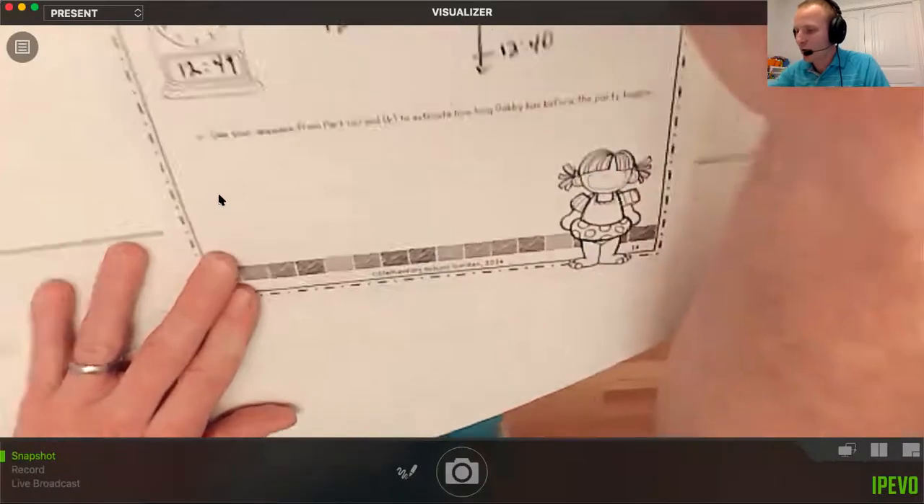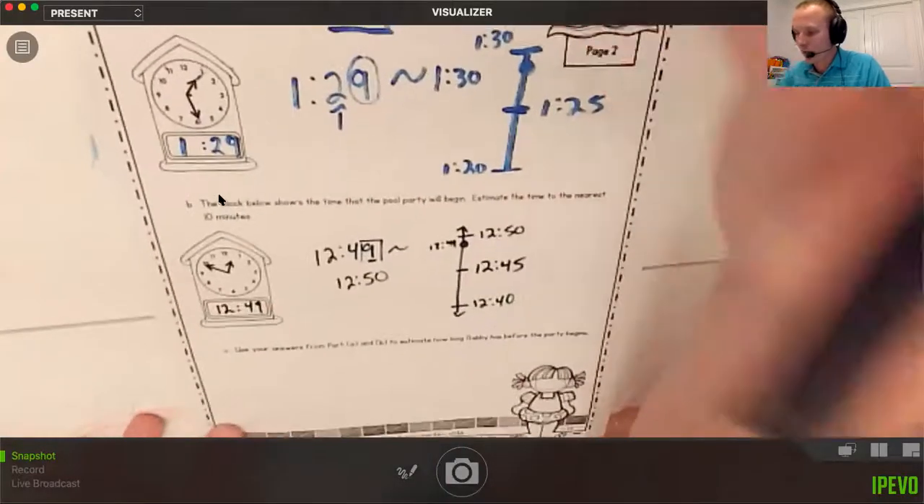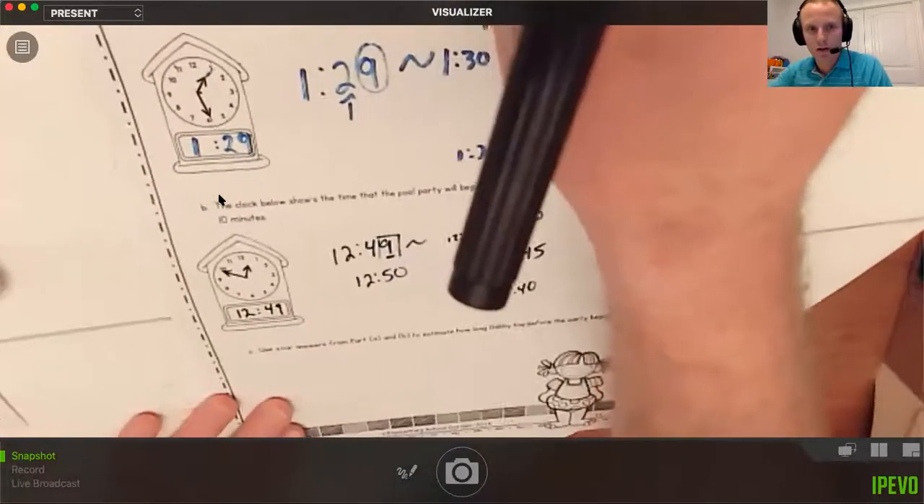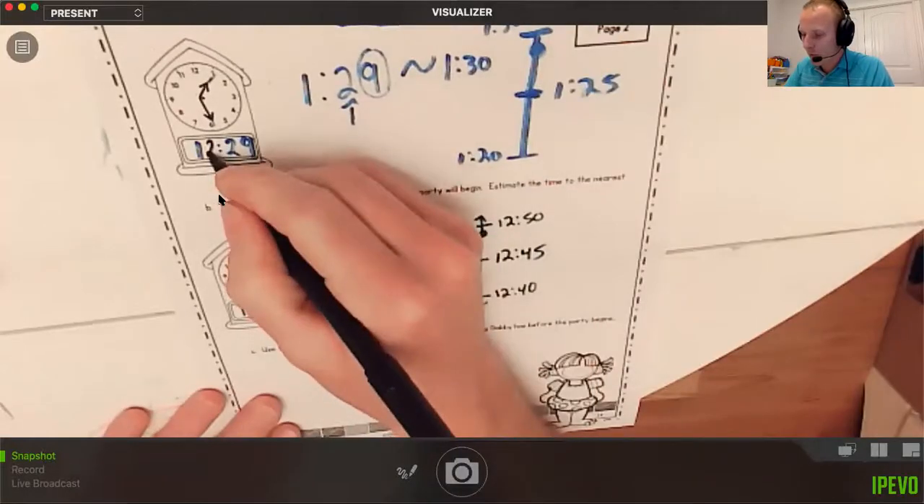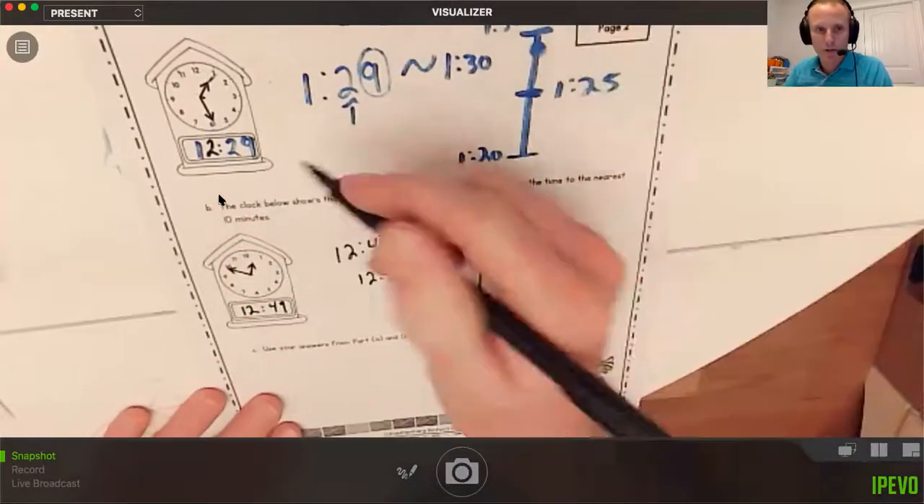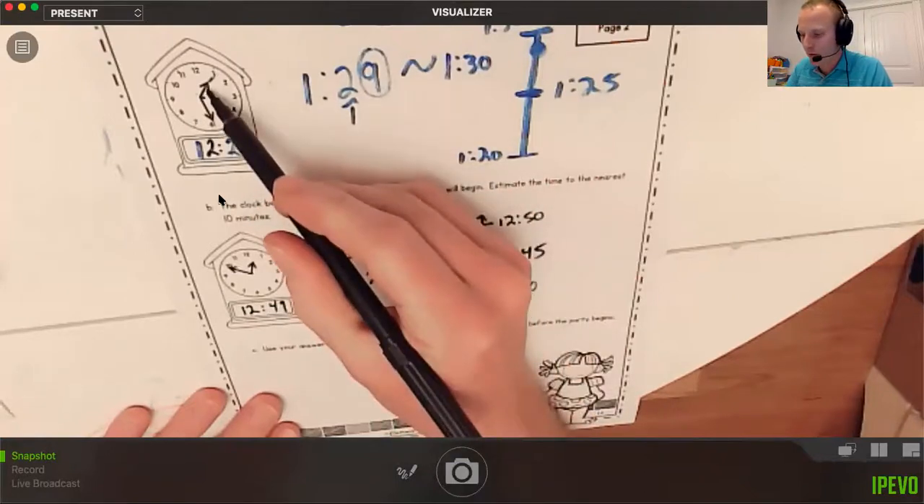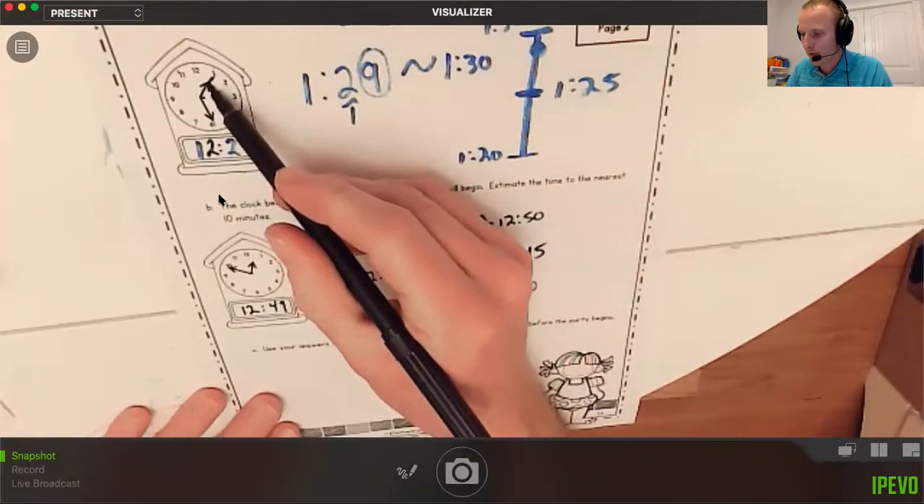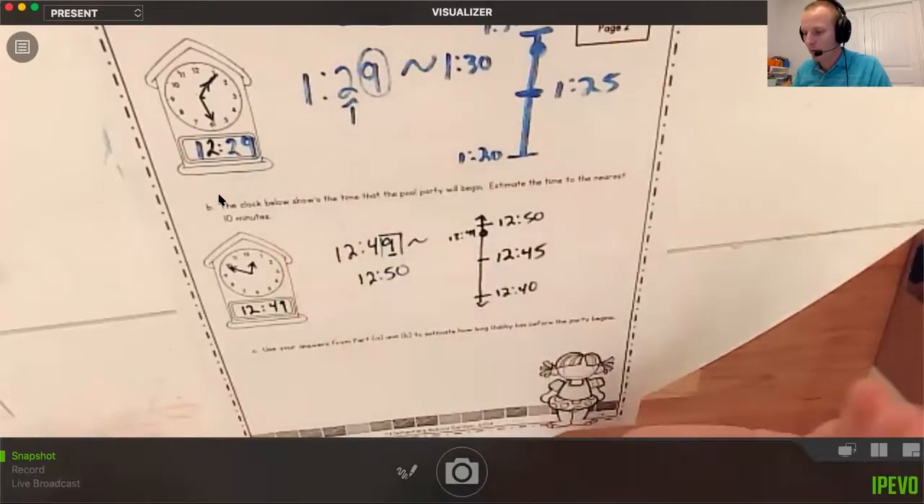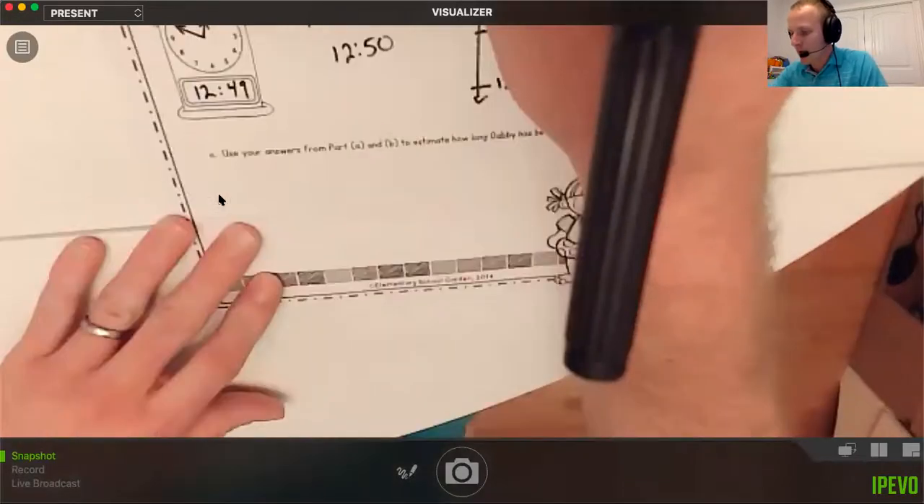I'm going to go back to this first one and say that this clock is probably not drawn correctly. I'm thinking they're thinking it's 12:29, which is a little bit strange the way they drew it, because as you can see, this is really still in the 1 o'clock hour, but we'll pretend it's 12:29 here.